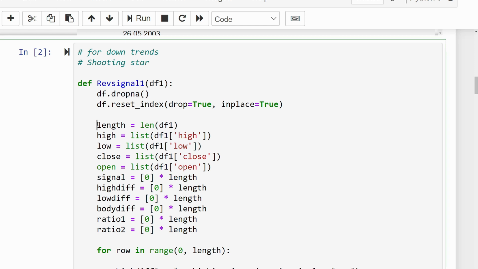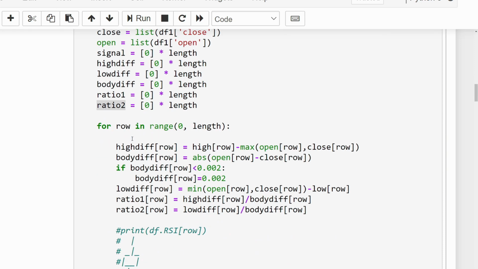Then I'm gonna store the length of my data frame into a variable. The high list will be containing the high column values, then the low column values from the data frame stored in the low list, the close list, and the open list for the open values. Then I will be defining 0-valued lists of the same length as the data frame, one for the signal for each candlestick, one for the high difference, the low difference, the body difference, and the 2 ratios that we have explained in the algorithm previously. Now we are ready to start our analysis in this function.